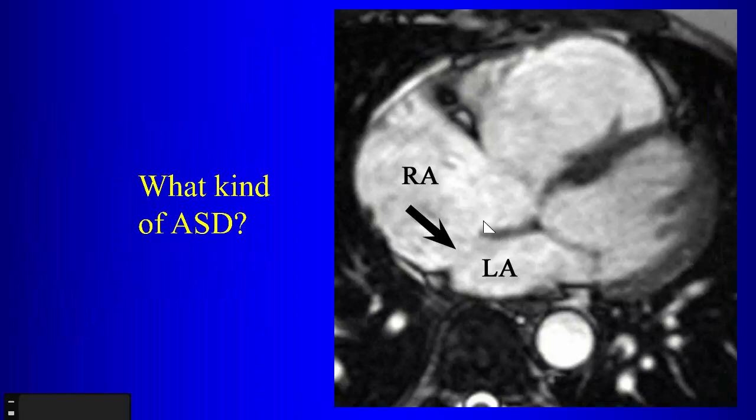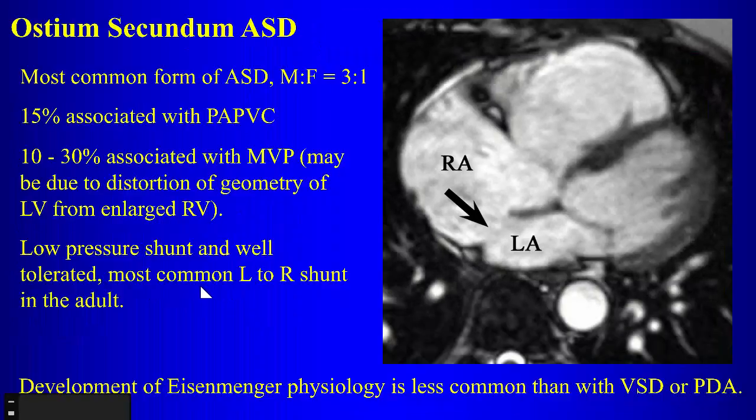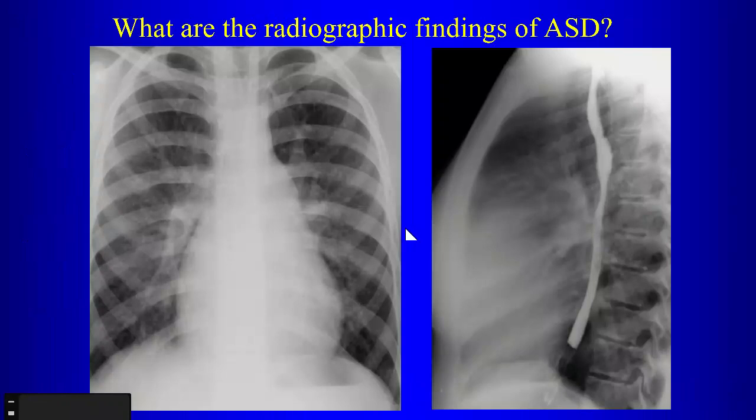This type of ASD through the middle of the atrial septum is secundum, right? That's the secundum. That's the most common. 15% association with partial anomalous pulmonary venous return. There's also an association with mitral valve prolapse. Low pressure shunt, well tolerated, most common left to right shunt in the adult. Development of Eisenmenger's is less common than with VSD or with PDA.